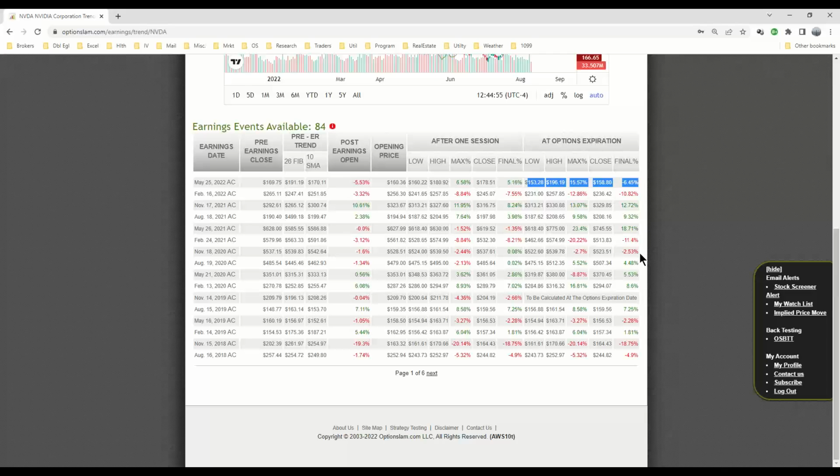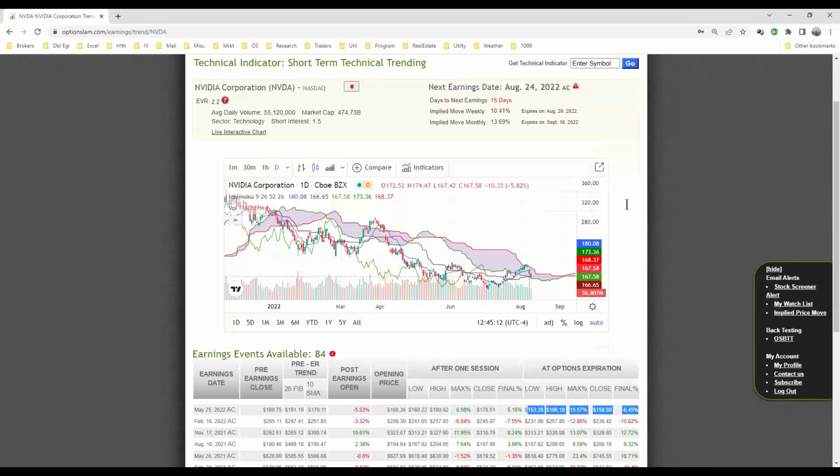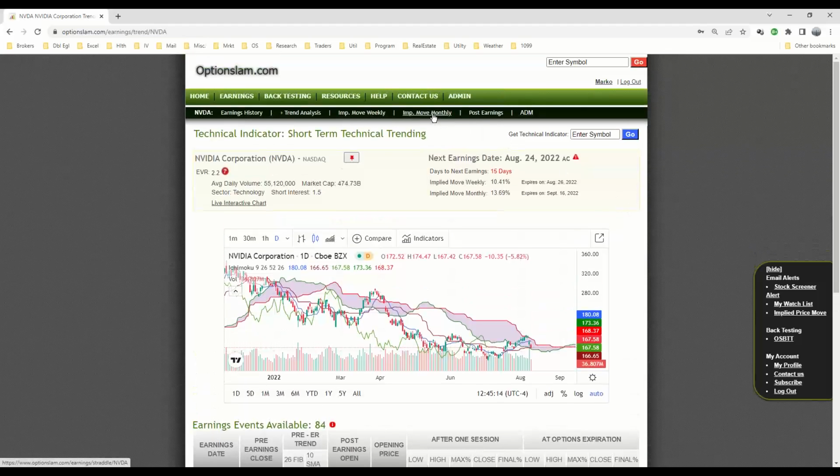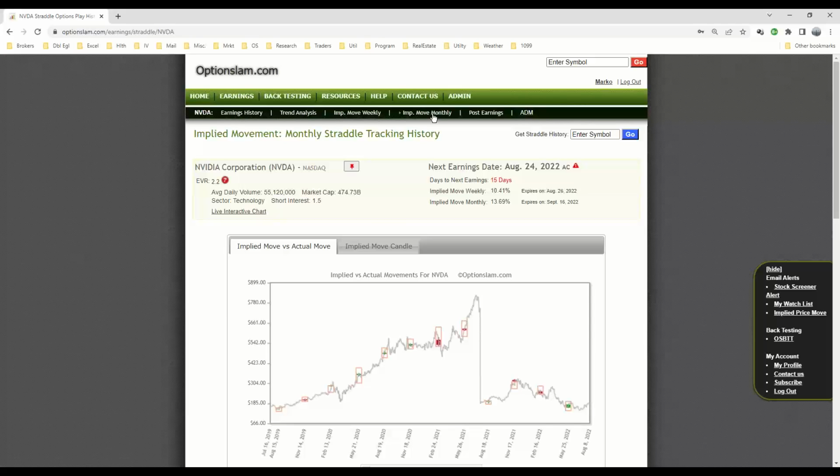And some people aren't aware that we make this information available. It's a little bit hidden here. It doesn't really feel at home on the trend analysis page, but we ran out of room on the implied move monthly page, okay? Let's go to the implied move monthly page now for the rest of that information.